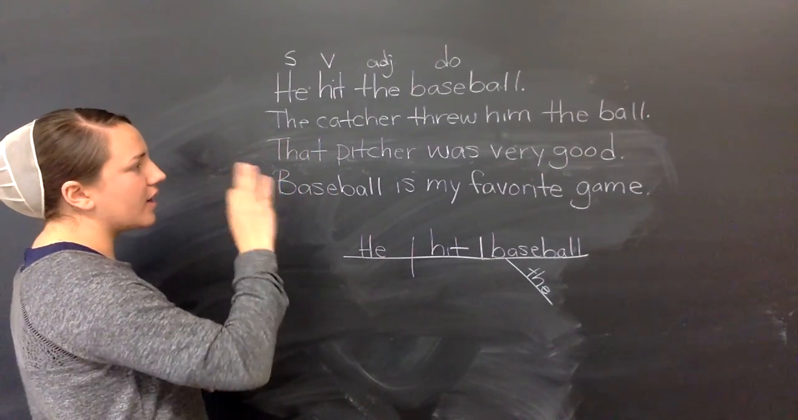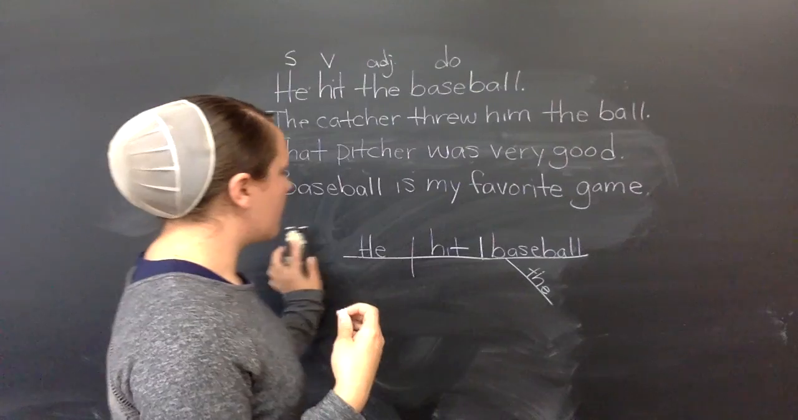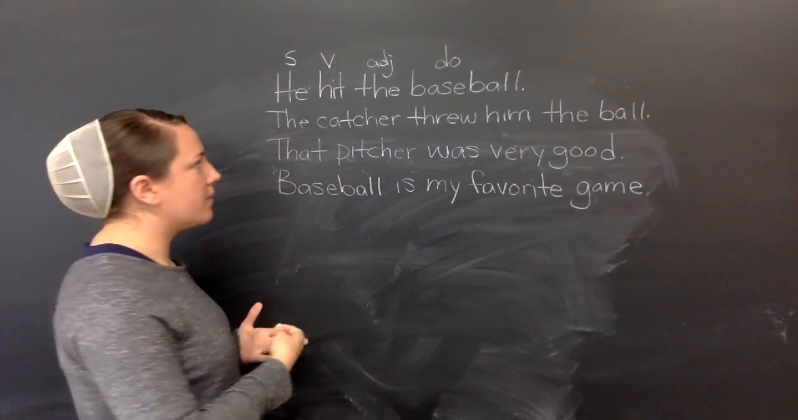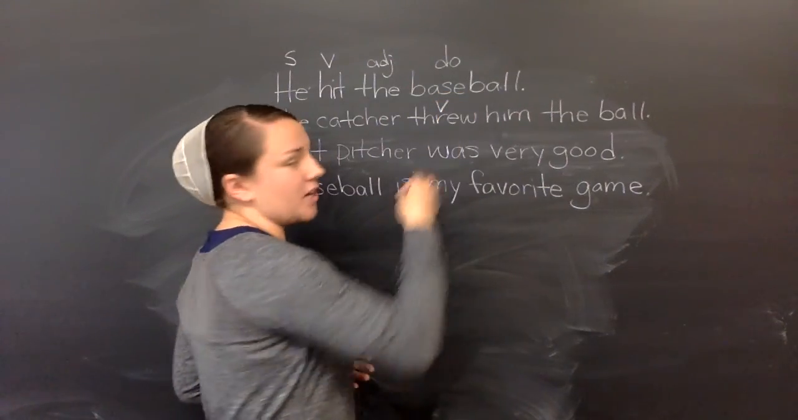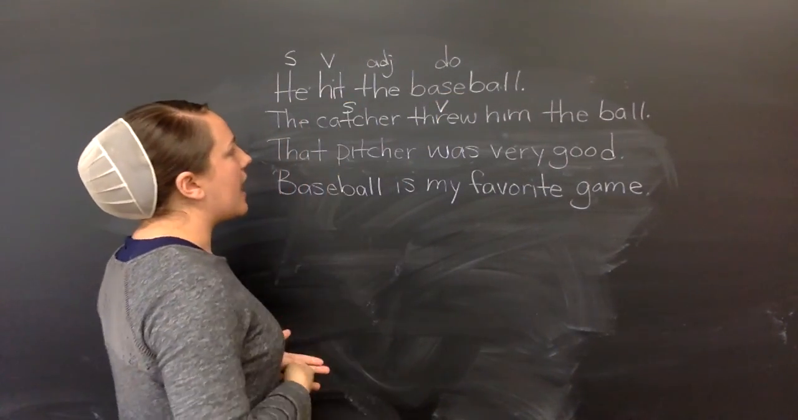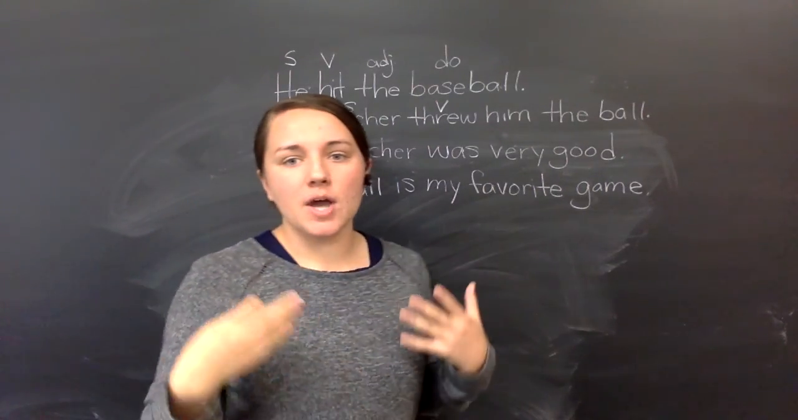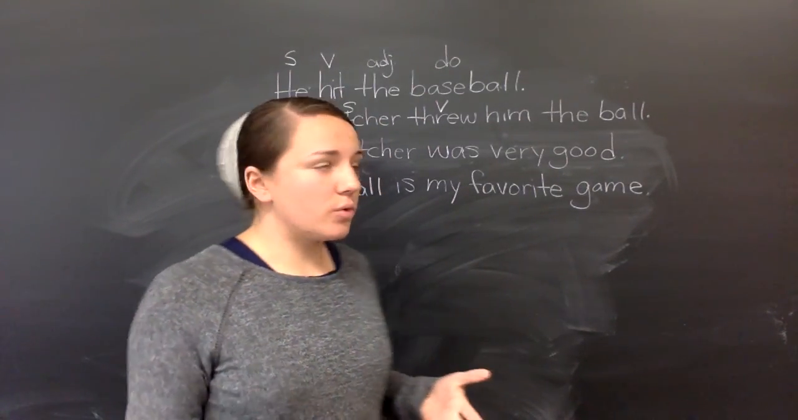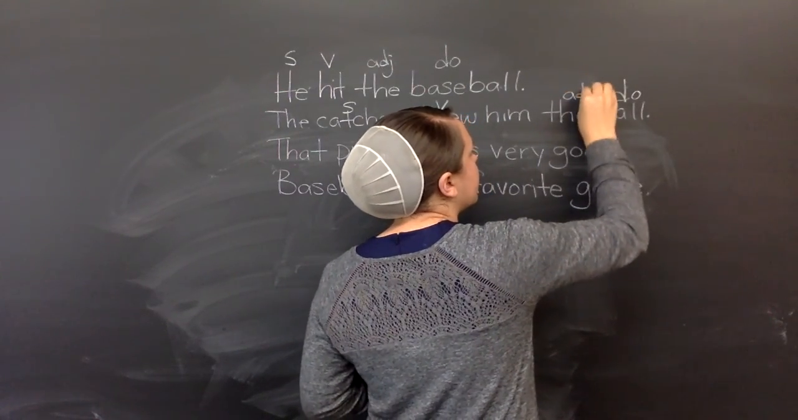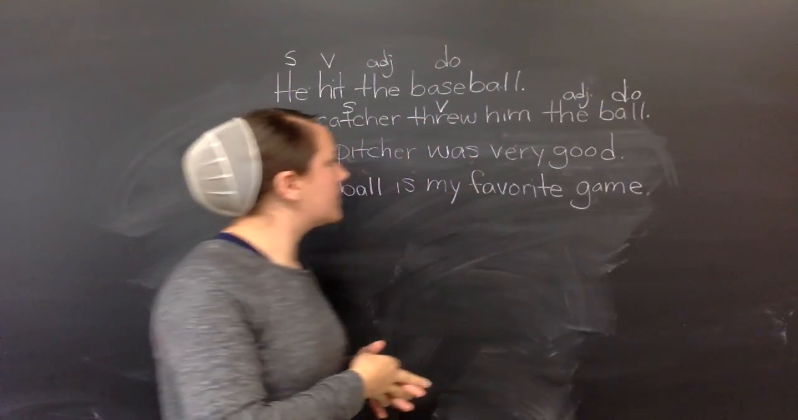Now we have the catcher threw him the ball. Let's label our words here. So first of all, what is our verb? Threw is our verb. Catcher is our subject. Now we have an action verb, and the ball again tells what he threw. So ball is our direct object. We know that the is an adjective.